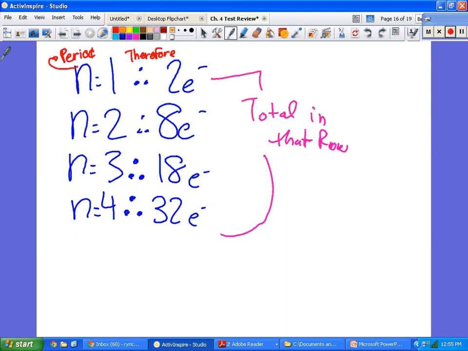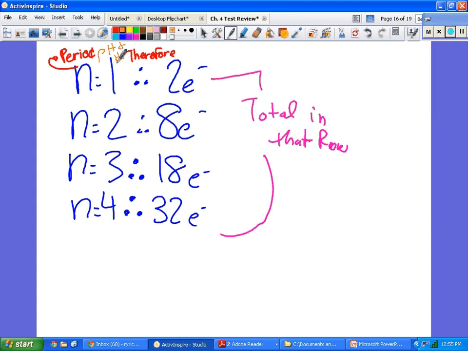Period one. Do you agree that that's row number one? There are only two elements in that entire period. What are those two elements? Hydrogen, helium. The only two in this row are hydrogen and helium. Therefore, do you agree that the total number of electrons you can have in that entire row is two? When we're on the second row, do you agree that we have an S block and a P block?